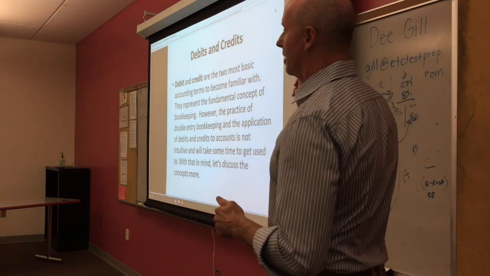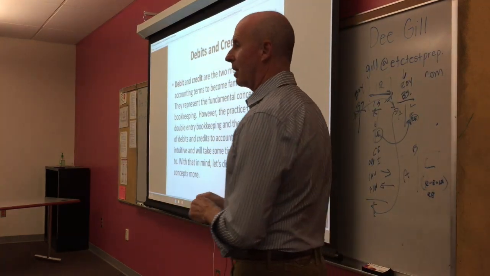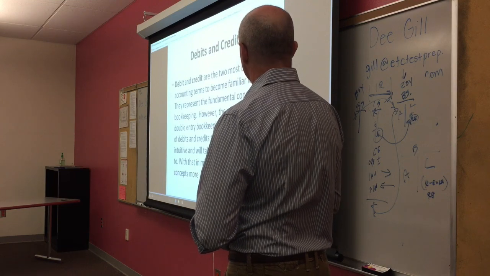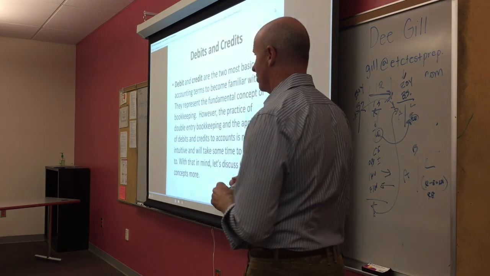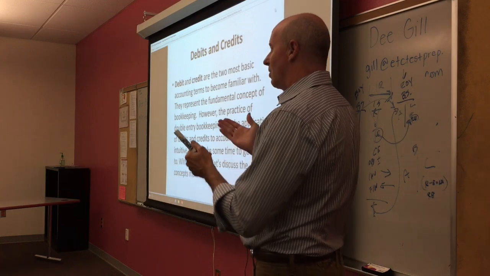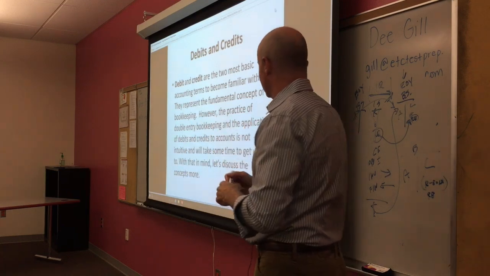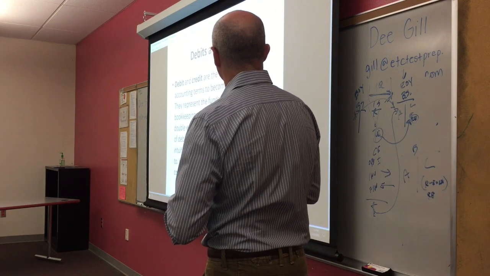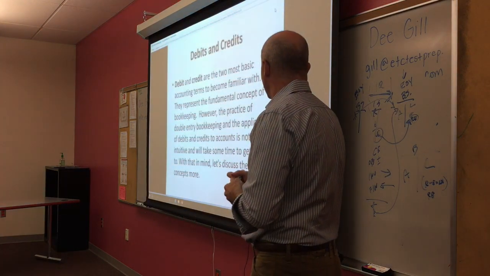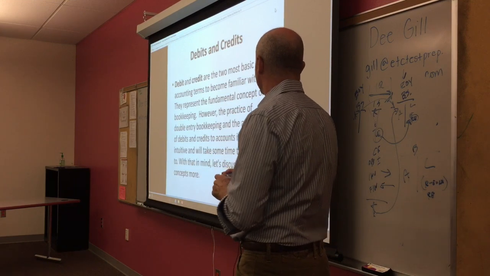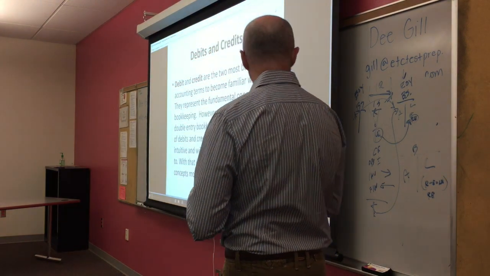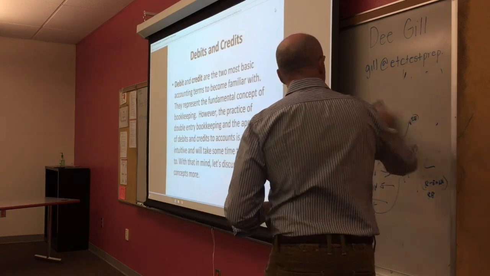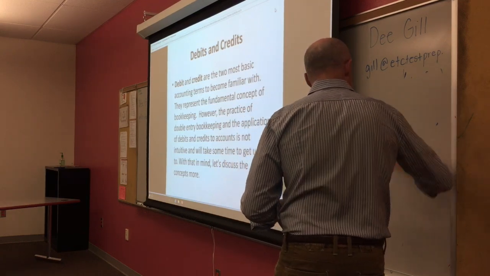So now this part is something that gets people really confused, and I'm going to try to make this really clear. Debits and credits, right? They're the most basic terms to become familiar with, but they just mean raising one account and lowering another. They represent a fundamental concept, and they're the fundamental parts of double entry bookkeeping. But it takes some time to get used to, and don't worry if you don't get it right away. It takes some time.